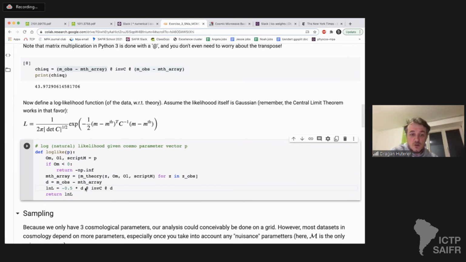So you only need to include things that depend on cosmological parameters. So here we can ignore covariance because it doesn't depend on any of the parameters P. Does that make sense? That's an important point.